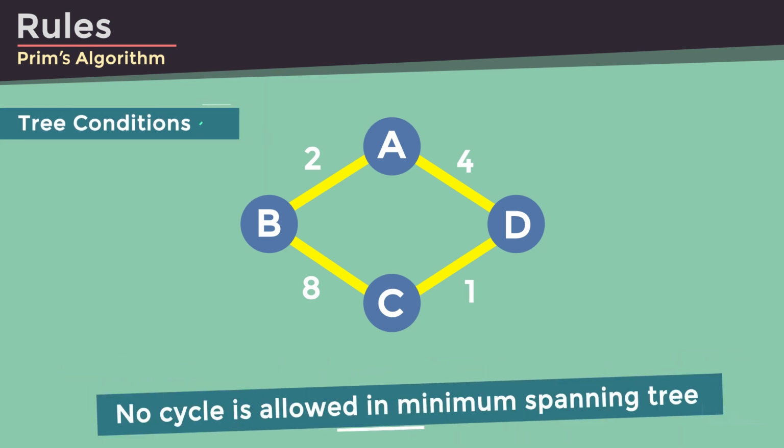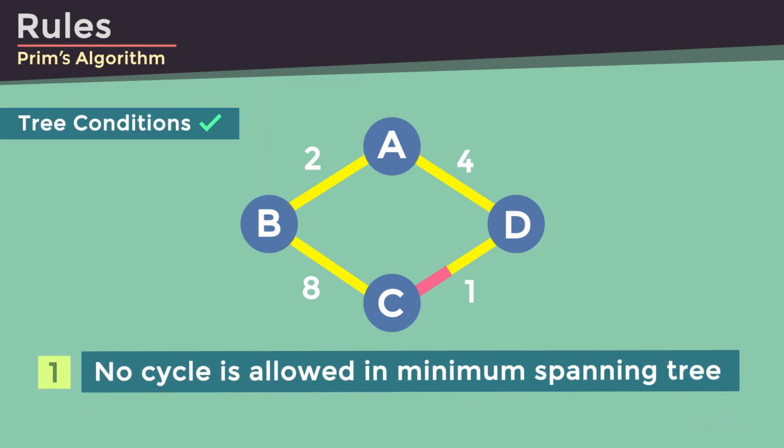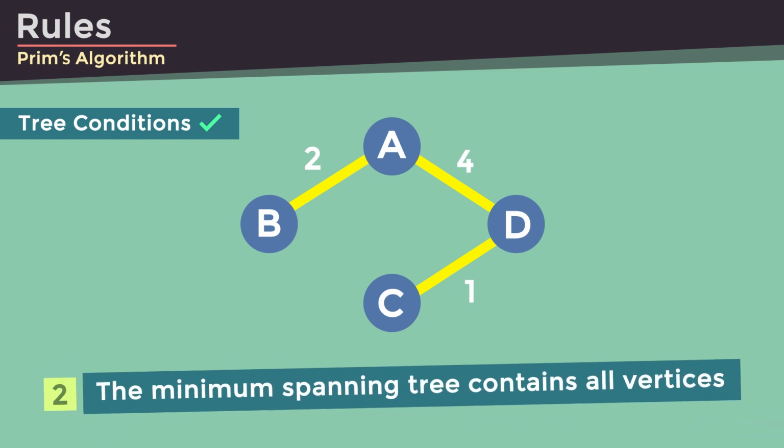Also, there are some conditions related to the minimum spanning tree. There must be no cycle in the minimum spanning tree. For further information about cycles, you can refer to the video above. And the minimum spanning tree must contain all vertices.